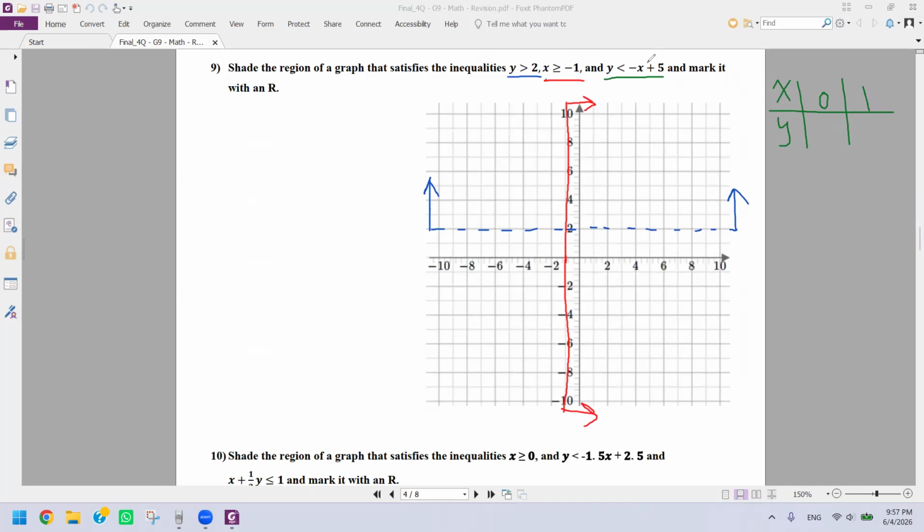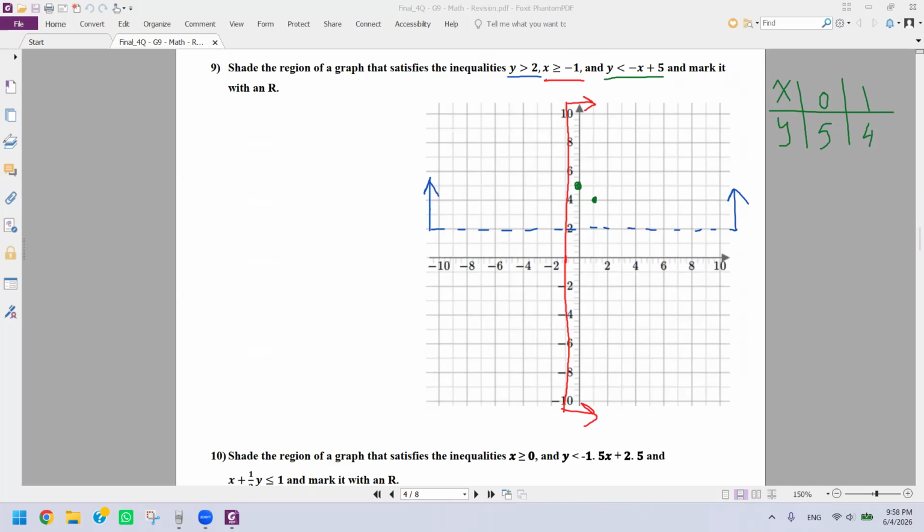Now when x is 0, you need to substitute in this equation. When x is 0, what does that mean? Minus 0, 0, plus 5. So y will be 5. Now when x is 1, 5 minus 1 is 4. Now let me put these points on the graph. X is 0, y is 5. X is 1, y is 4.